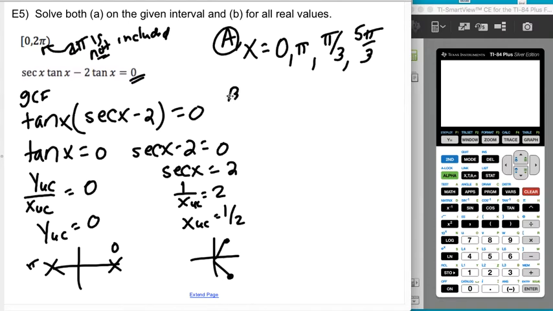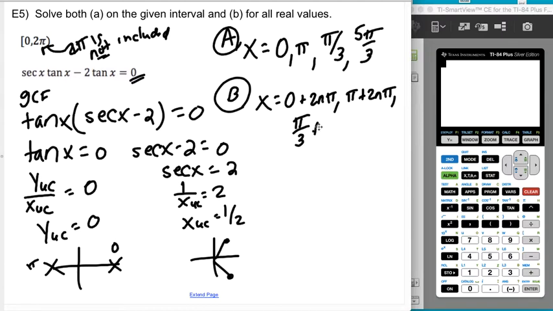Now, when I go to do b, there are two ways I can write it. I can either list all four of them, so 0 plus 2n pi, and pi plus 2n pi, and pi over 3 plus 2n pi, and 5 pi over 3 plus 2n pi, and that's fine, okay?